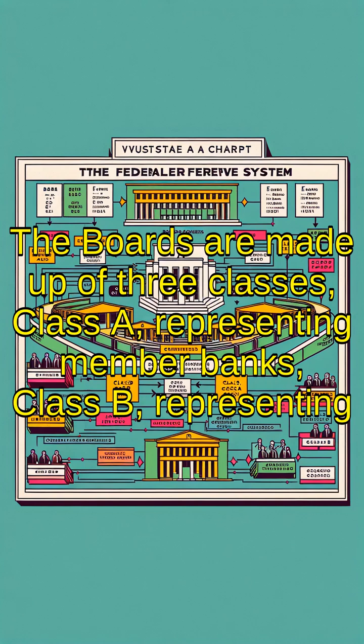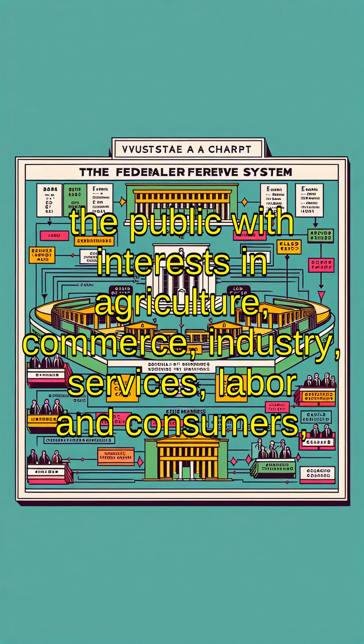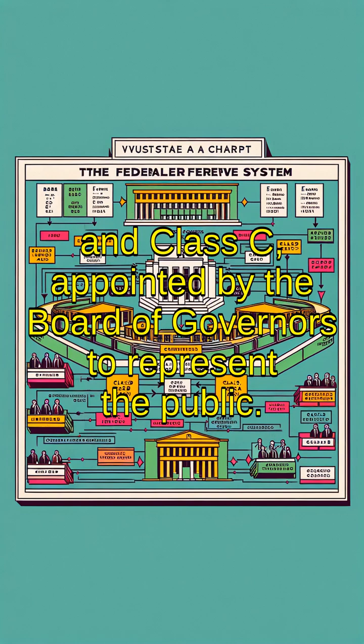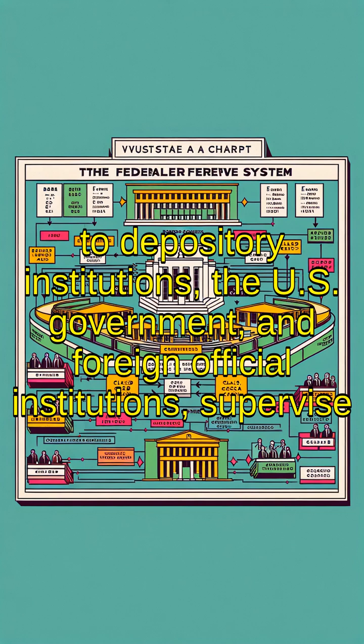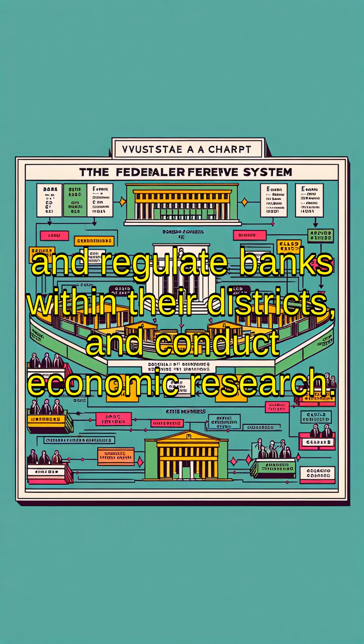The boards are made up of 3 classes: Class A, representing member banks; Class B, representing the public with interests in agriculture, commerce, industry, services, labor, and consumers; and Class C, appointed by the Board of Governors to represent the public. The reserve banks implement monetary policy at the regional level, provide financial services to depository institutions, the U.S. government, and foreign official institutions, supervise and regulate banks within their districts, and conduct economic research.